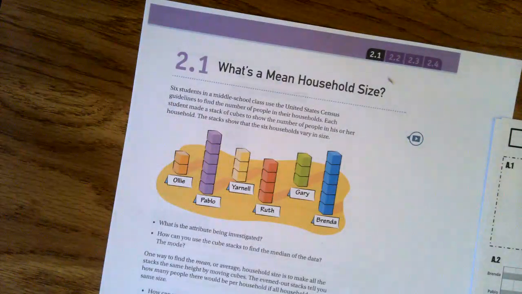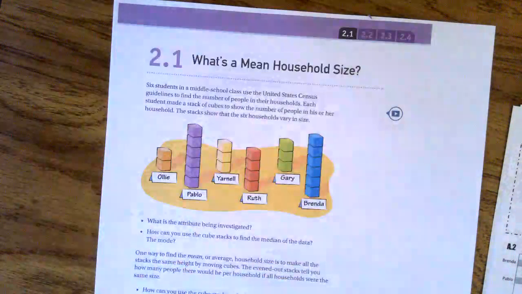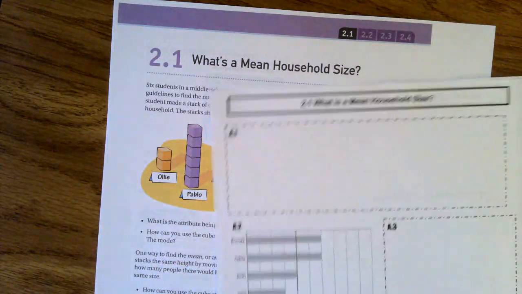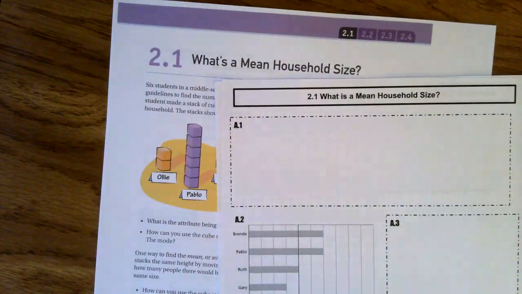Again, textbook to page 35, or where it says 2.1, what is the median household size? And then your white packet for now that says, once again, 2.1, what is the median household size? So, mean household size. All right, so let's focus on this page.